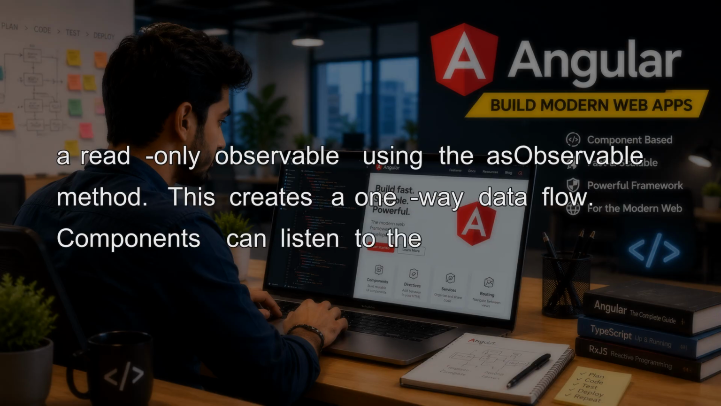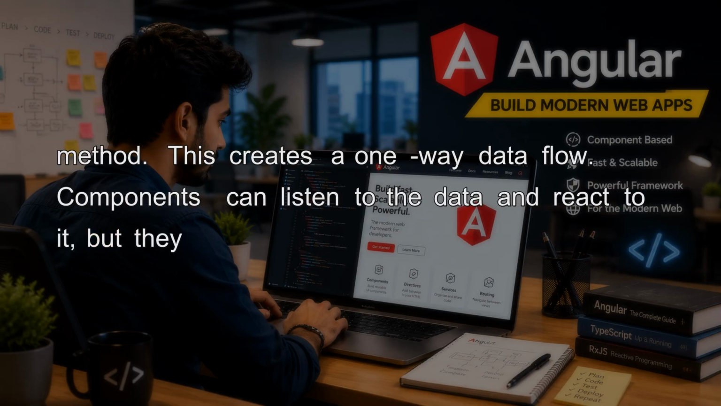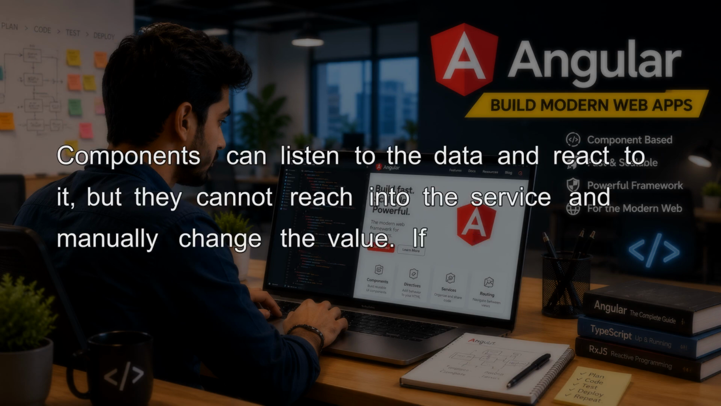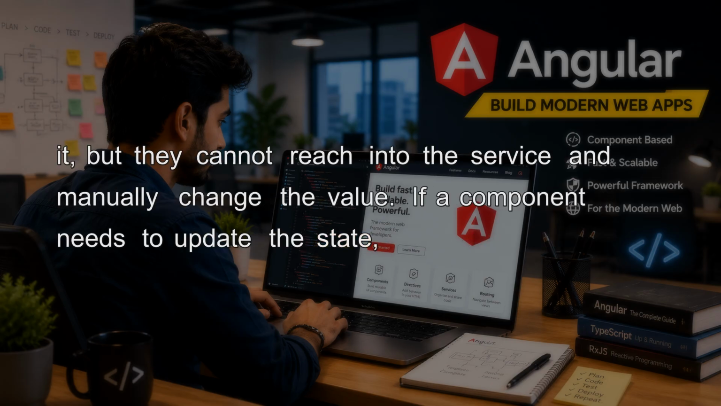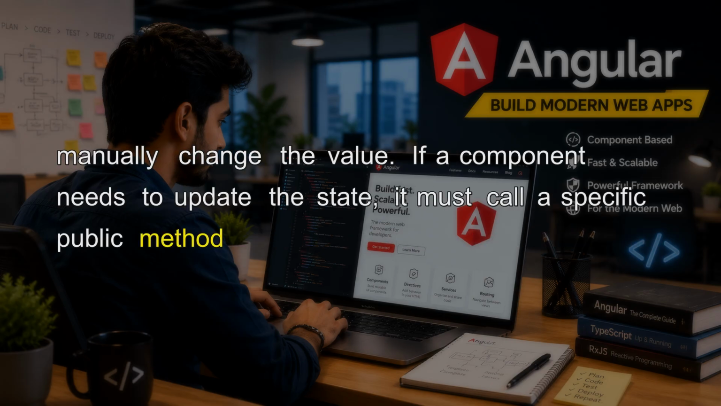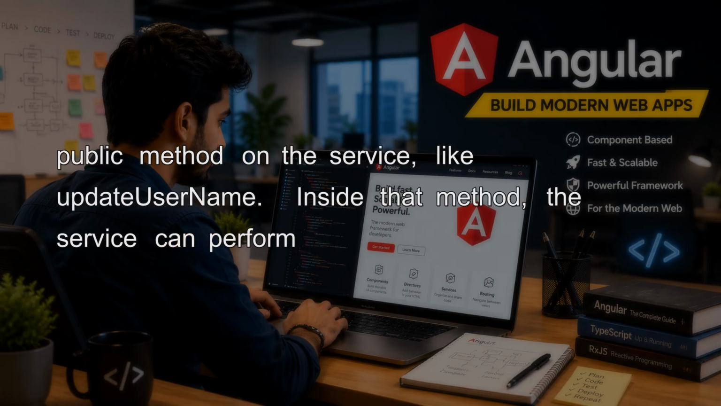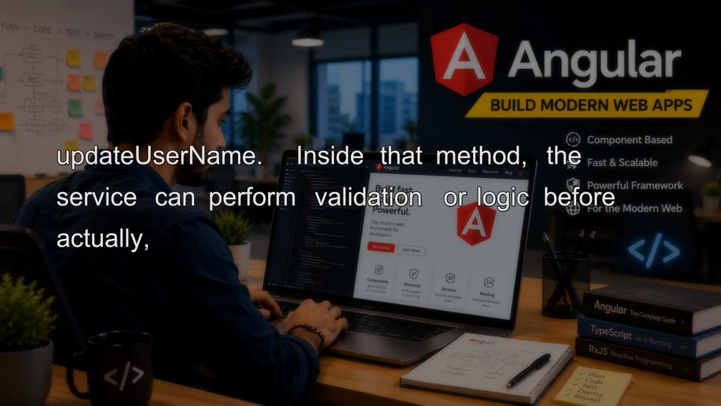Components can listen to the data and react to it, but they cannot reach into the service and manually change the value. If a component needs to update the state, it must call a specific public method on the service, like updateUsername. Inside that method, the service can perform validation or logic before actually updating the private state.